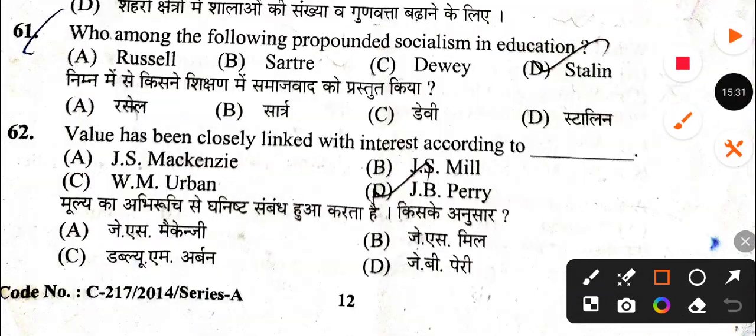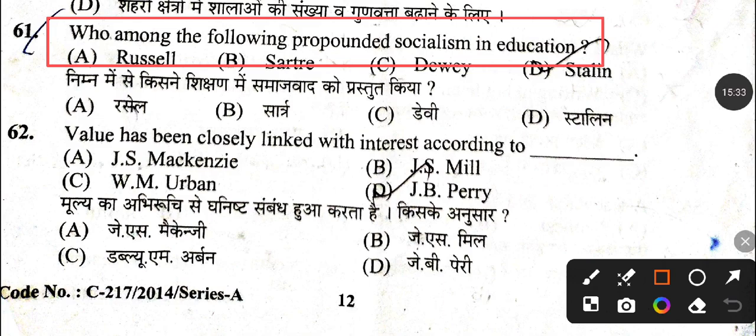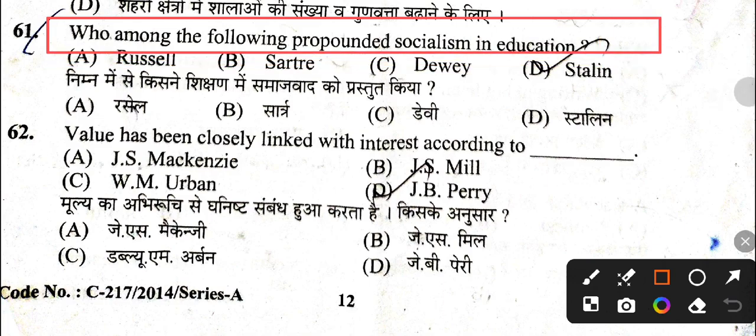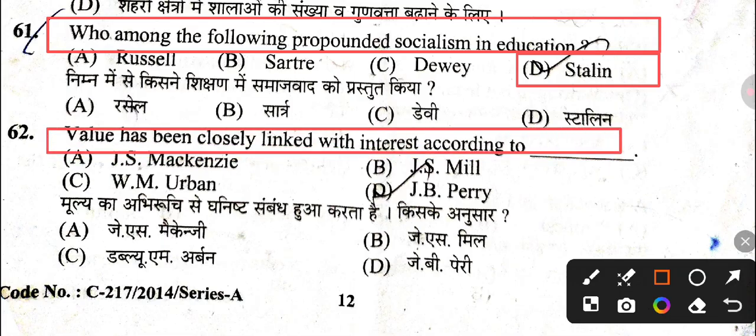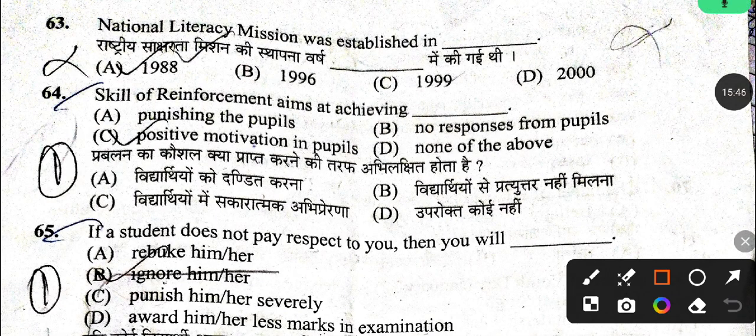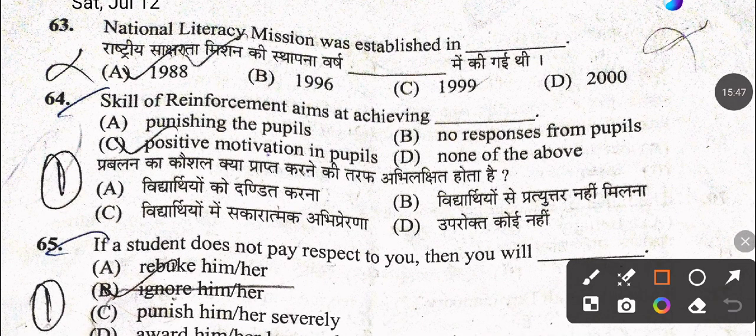Who among the following propounded socialism in education? It was Stalin. Option number D. Value has been closely linked with interest according to J.B. Perry. Option number D is the right answer. National Literacy Mission was established in 1988. Option number is the right answer.